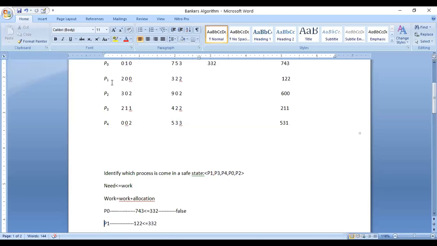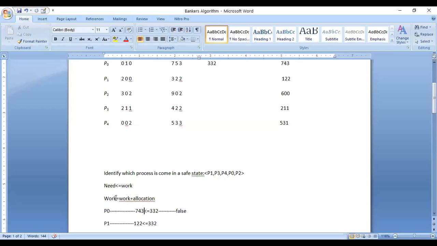So what is the P1 need here? P1's need is 1, 2, 2. So 1, 2, 2 is less than or equal to the work availability, the number of resources available, 332. So 122 is less than or equal to 332. The condition is true. Why? Because 1 is less than or equal to 3, 2 is less than or equal to 3, and 2 is less than or equal to 2. The condition is true. Then what is the next step?